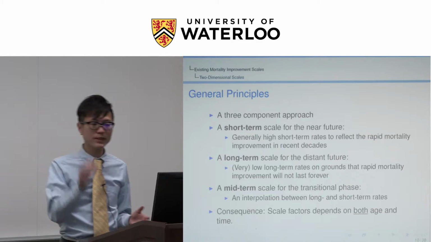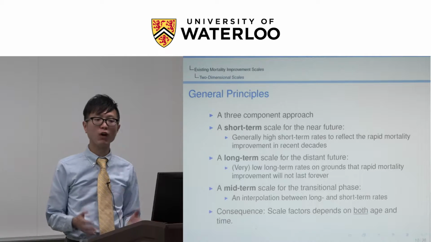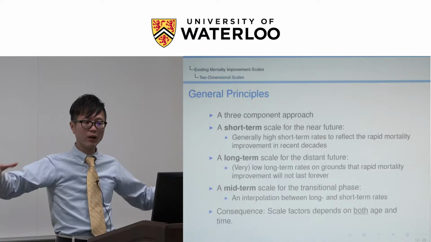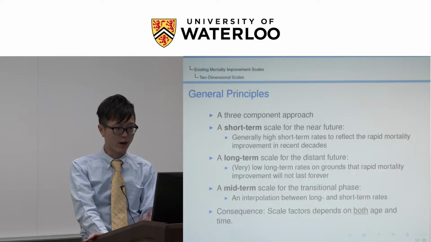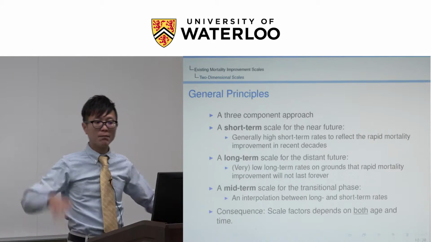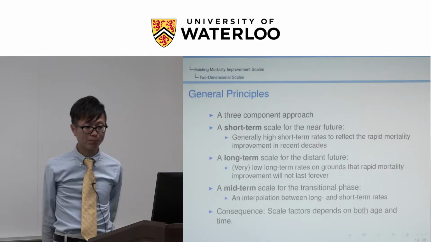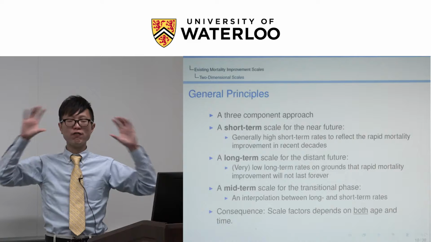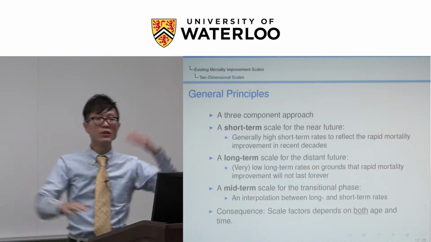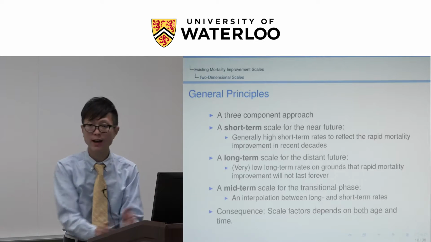And in the long-term scale, we have very low scale factors that are derived on grounds that rapid mortality improvement will not last forever. And then finally, we have a mid-term scale that blends the long-term scale and the short-term scale. And the consequence of such a scale is that the scale factors depend on both age and time.